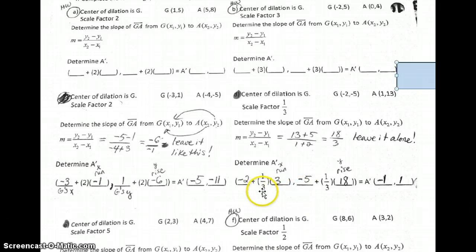We're multiplying the scale factor times the portion of the slope ratio that we need. So with the x's, it's the run. With the y's, it's the rise. Okay, so that ends up being 1/3 of 3 is 1, and -2 plus 1 is -1, and 1/3 of 18 is 6, and 6 and -5 is +1. So going from G to A prime, if the scale factor was 1/3, it would be at -1, 1, which would be between G and A, because it is a reduction. Okay, you getting this so far?